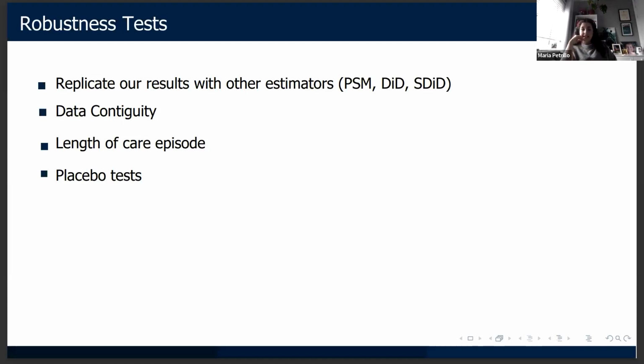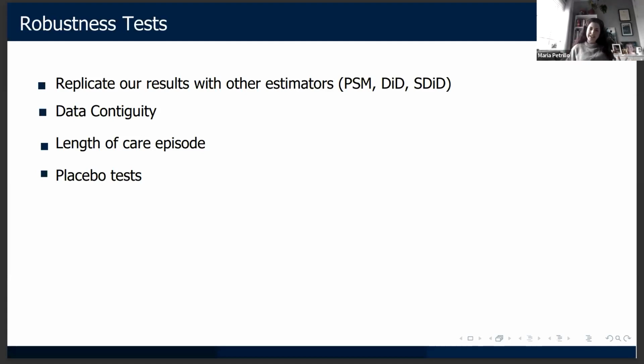The second test is about data contiguity, mainly following the paper by Abadie. We know that we need a minimum amount of data points prior to the estimation in order for the individual synthetic control to achieve reliable results. So when we run our baseline model, we take into consideration a sample of treated cases for which we have at least 3 data points prior to the treatment.